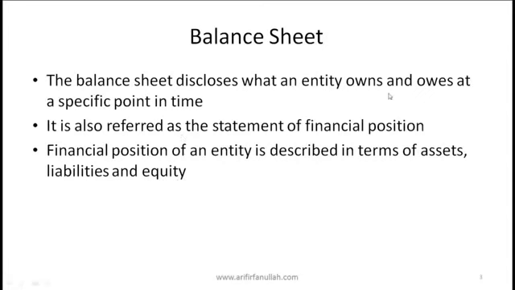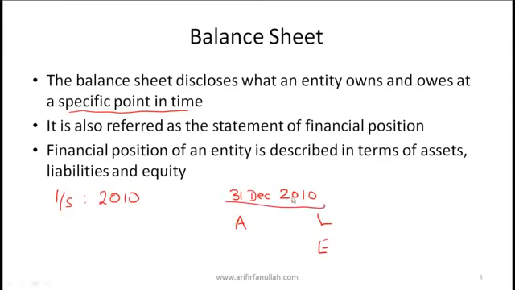So this statement at a specific point in time can be contrasted with the income statement. As you just saw in the previous lecture, the income statement will tell you the picture of a company over a given period, such as the year 2010, and the balance sheet will be a snapshot on a particular day, such as 31st December 2010. So the balance sheet will tell you what the assets are on that day, what the liabilities are, and what the equity is on this day. So balance sheet is like a snapshot.